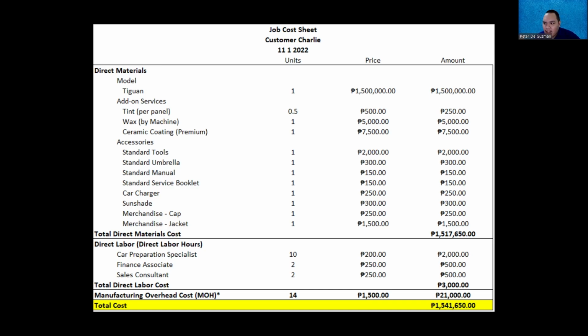So, let's just take a look at Charlie for a bit. The Tiguan is 1.5 million, but the bottom line direct materials cost is 1,517,650. This means that an additional 17,650 pesos was added to the cost of the vehicle for the transaction to materialize. So imagine if companies were as particular and as detailed as this, then they would be able to determine which cost items need to be reviewed or assessed. So we'll talk more about that later.